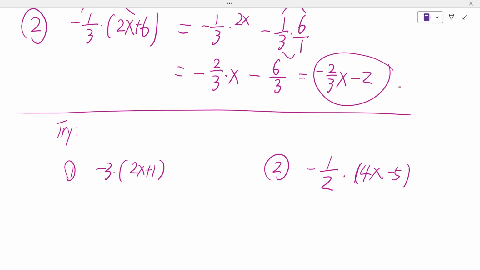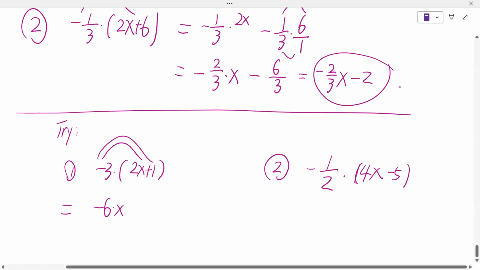Okay, let's go over the solution. So negative 3 times (2x plus 1). Negative 3 times 2 is negative 6x. Negative 3 times positive 1, minus times plus is minus, 3 times 1 is 3. And that will be the answer for part 1.